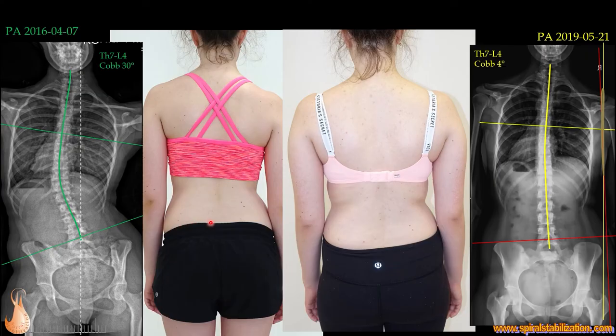We see a girl with scoliosis. The most important is we have this full body X-ray, and then we see this very bad rotation of the pelvis.